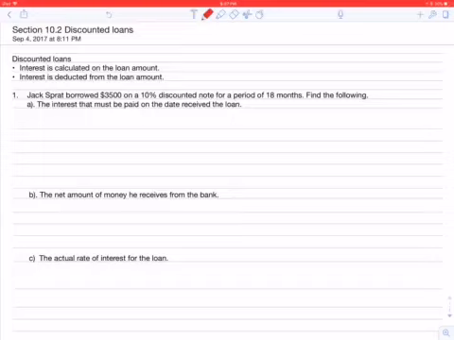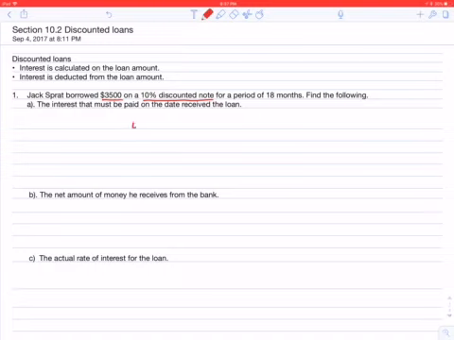In a discounted loan, interest is calculated on the loan amount, and then it's deducted from the loan amount. So in this first example, Jack Spratt borrowed $3,500 on a 10% discounted note for a period of 18 months. So the first thing we want to do is find the interest that has to be paid on the date that he receives the money.